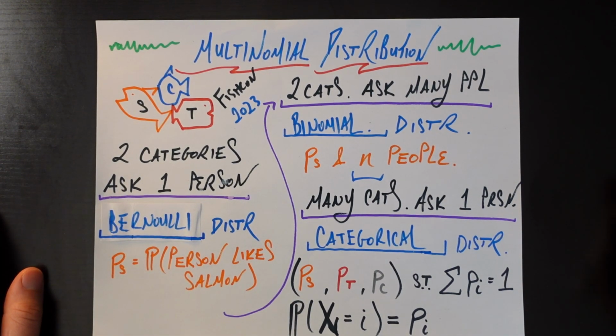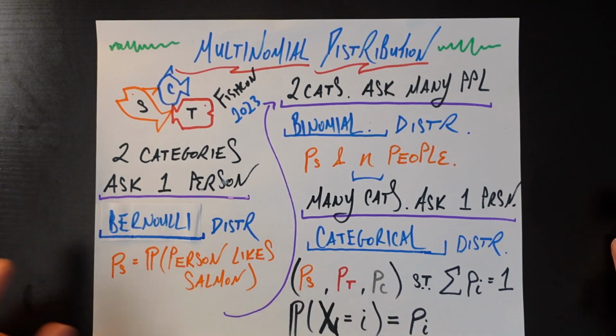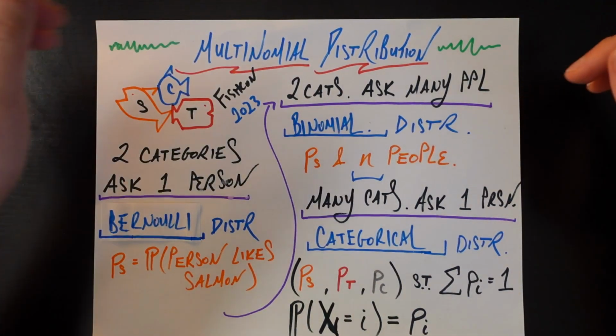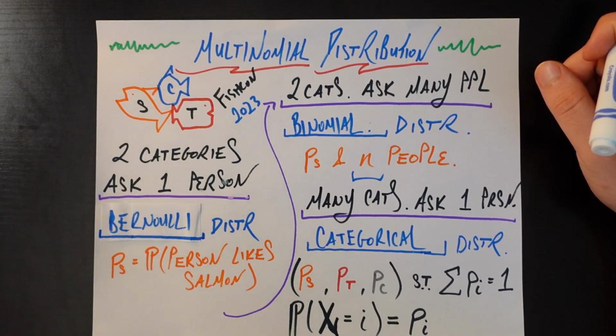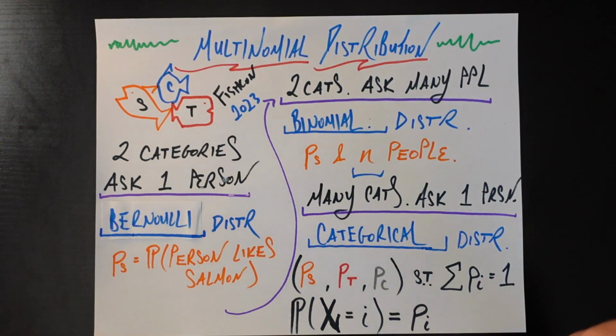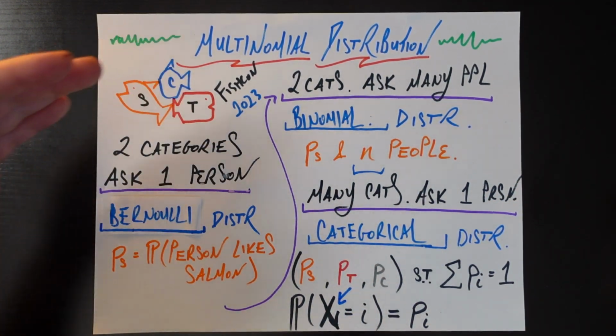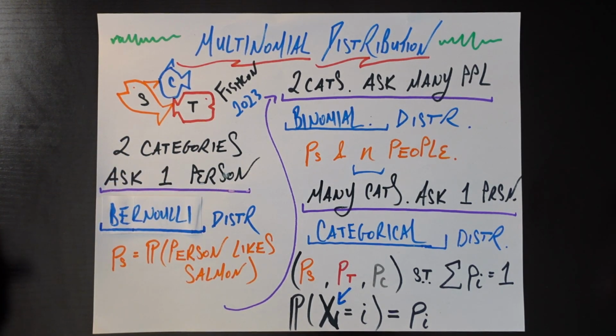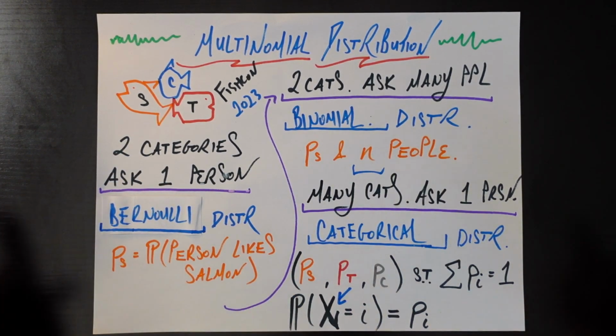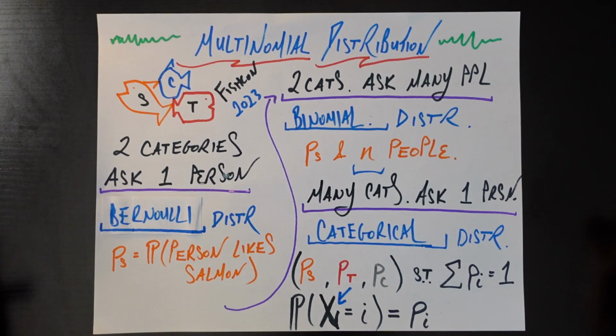And the probability function for a categorical distribution is very straightforward. It's just taken straight from these probabilities themselves. Given you ask that one person what category they're in, what's the probability that the answer they give you, so this big X here is the answer they give you, is equal to i being either, well, 1, 2, or 3, cod, salmon, or tuna? Well, you just take the probability of that i from this list. So if you ask, what's the probability that the answer comes back cod? Well, it's just the probability of people that are cod fans in the first place. So not too much crazy stuff going on there.